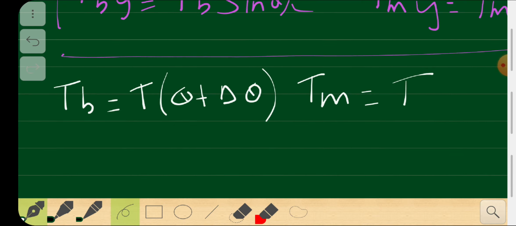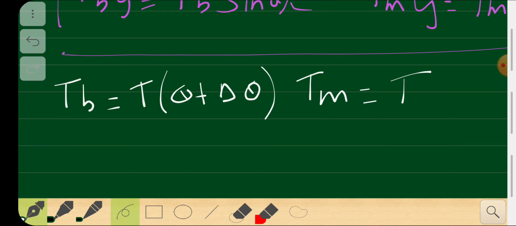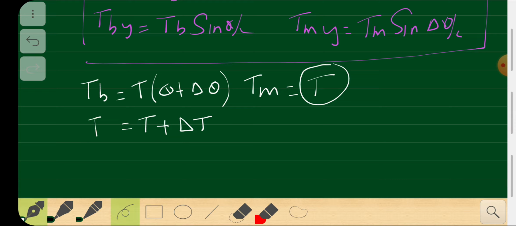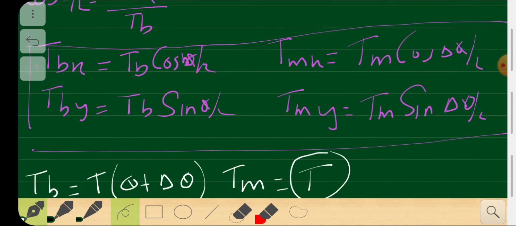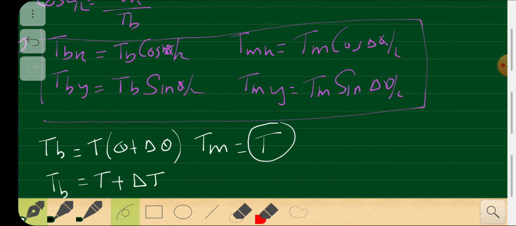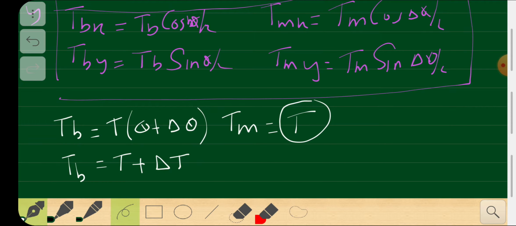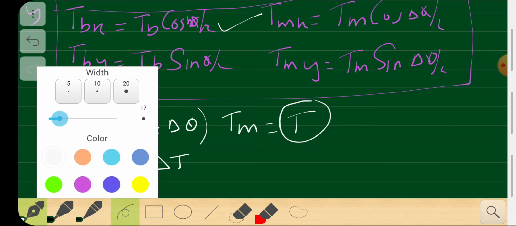For simplicity, I don't want much more complicated dT by dx and all that, so that's why I'm simplifying it right now. So T of theta will be T because this is the starting point, plus some delta T, some change in T. Okay, so that's very simple. So now T boy is that, and T mass is equal to some T. Now I can just substitute for those values, right? So I'm substituting for those values here, in the x-axis, and I'm going to write down that equation again.